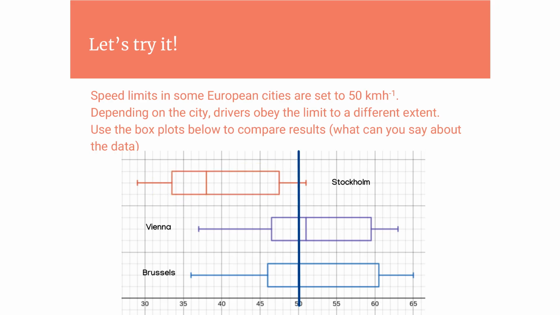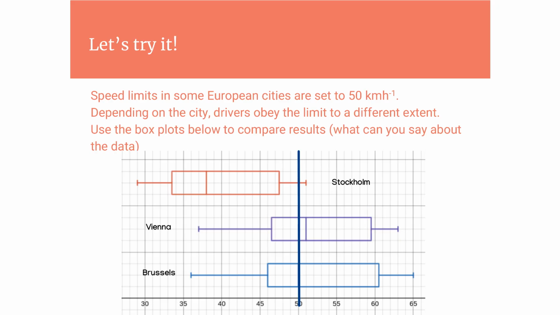I don't know. In Vienna, we see that the median is just a little over 50 kilometers an hour, so the Austrians seem to have a slightly heavy foot. The maximum is way up at 63. The minimum is down at 37, and then we've got our Q1s and our Q3s.